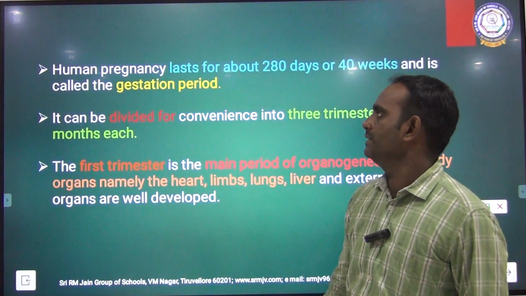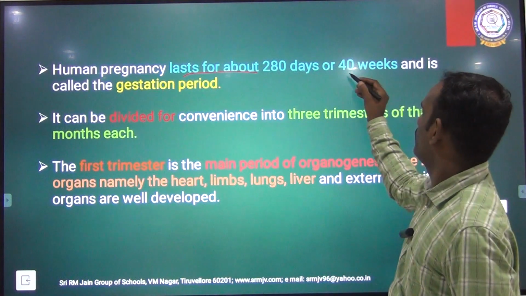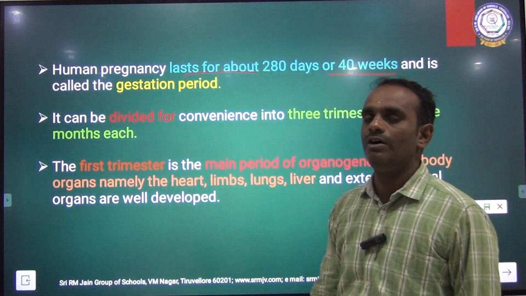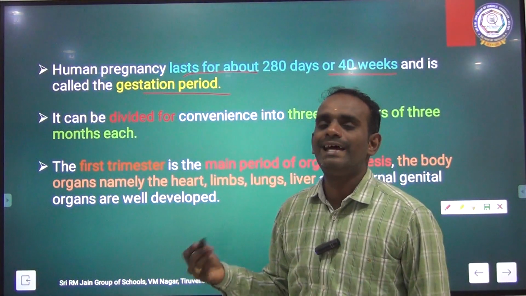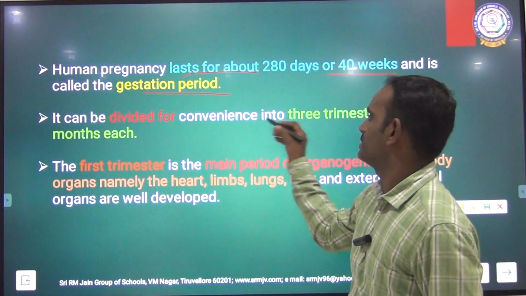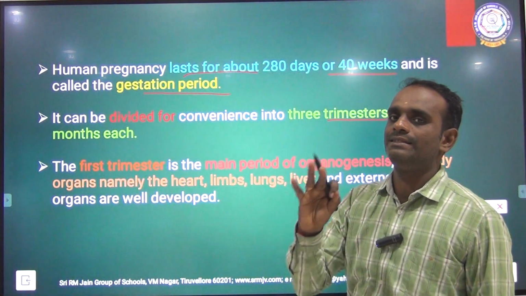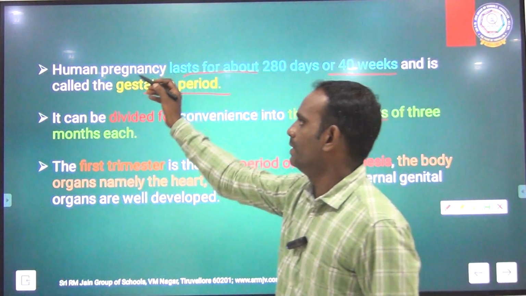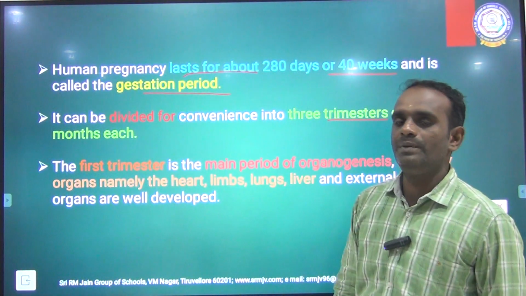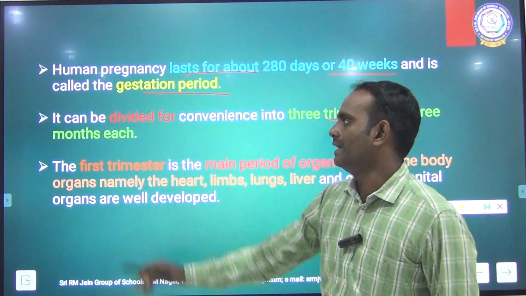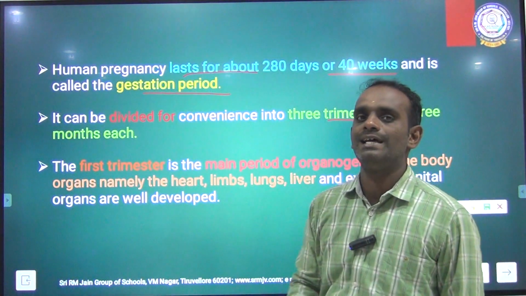The human pregnancy lasts for about 280 days, that is 40 weeks, and is called the gestation period. For our convenience, it can be divided into 3 trimesters. Each trimester has 3 months.